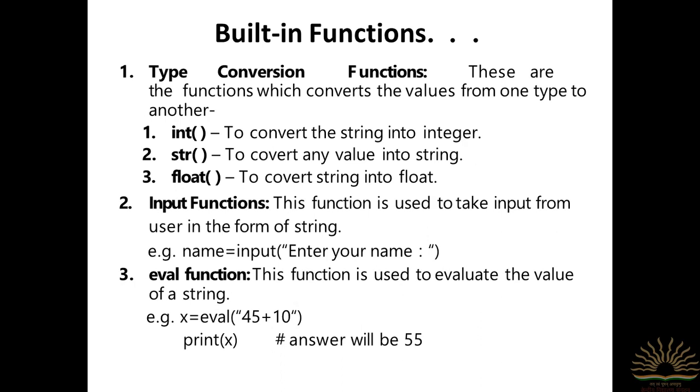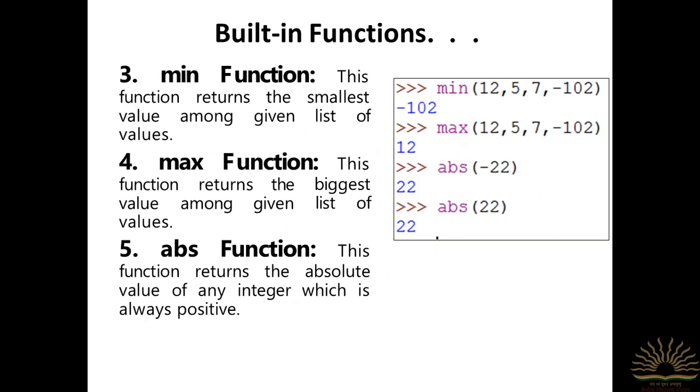This is also a built-in function, already defined, and you can use it directly. Next are the min, max, and abs functions. The example has been shown on the right side. The min function is used to find the minimum value among given values. Max is used to find the maximum value. And absolute value doesn't take any sign. If there is minus 22, the absolute function will return 22, and the absolute of 22, a positive value, is also 22.